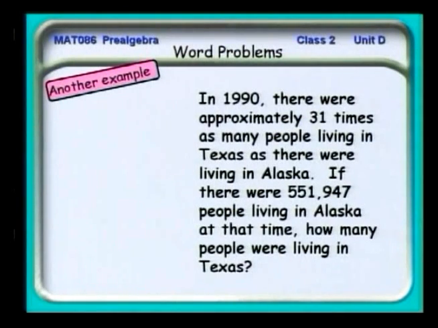In 1990, there were approximately 31 times as many people living in Texas as there were living in Alaska. If there were 551,947 people living in Alaska at that time, how many people were living in Texas? Let's see what we're given and what's asked. There were 31 times as many people living in Texas as living in Alaska. We're given how many people were living in Alaska, and we want to know how many people are living in Texas.